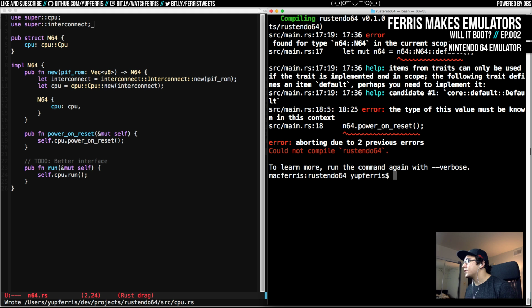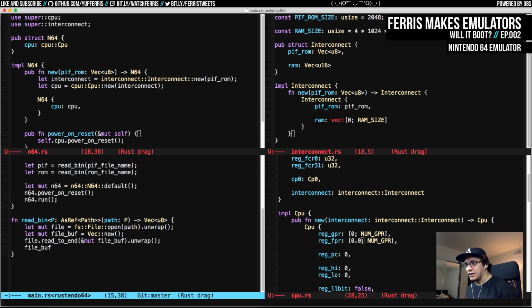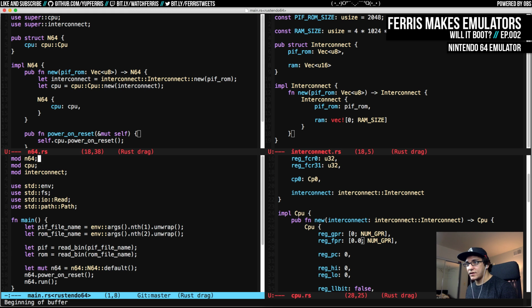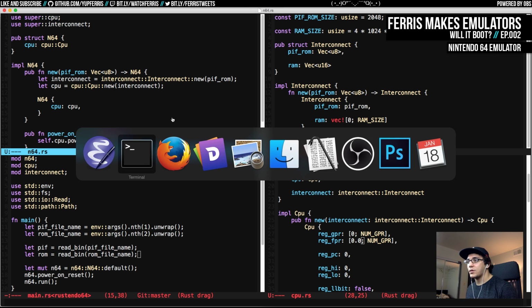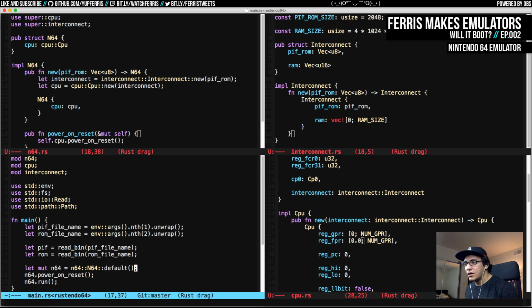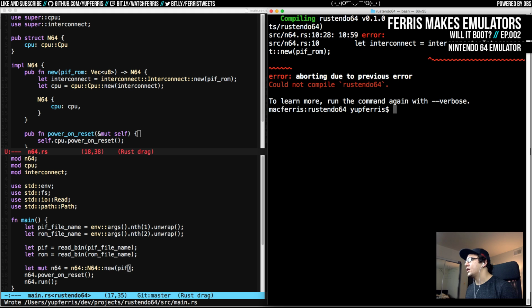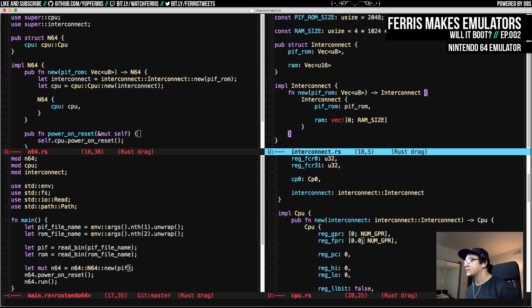NC4 default, no NC4 in current scope. That's probably correct. So if we go ahead and look in main, I probably forgot to say, no, it's right there. Did I make that public? I did. Oh yeah, default, that's why. Gotta read the whole error. New, and we're going to give it the PIF. New is private on interconnect.